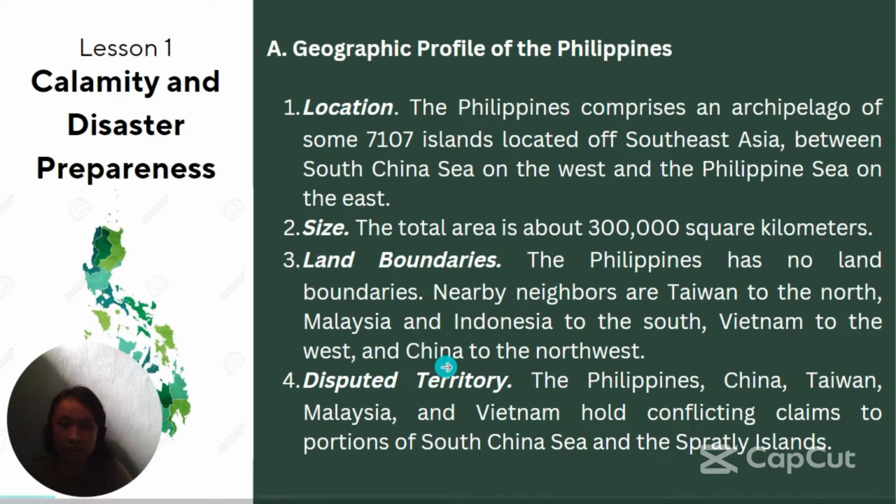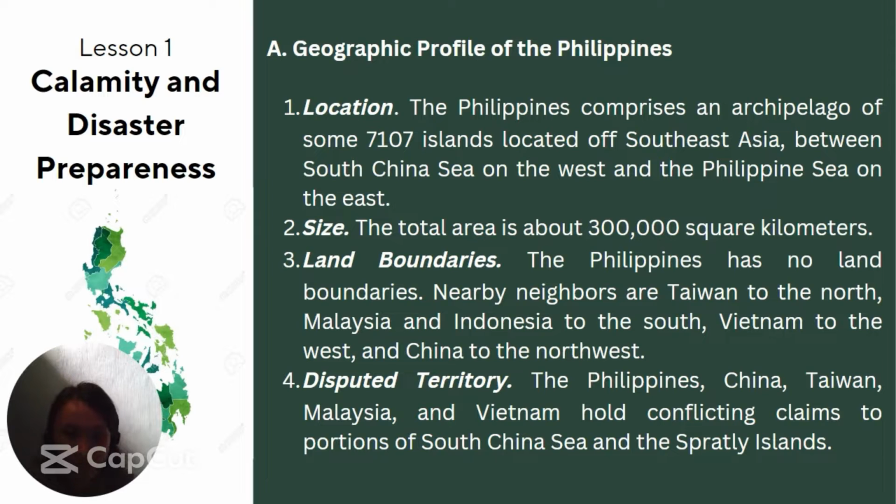Of course we have no land-bordering countries. Our neighboring countries are, to the north, Taiwan, to the south, Malaysia and Indonesia, to the west, Vietnam, and to the northwest, up here, China.